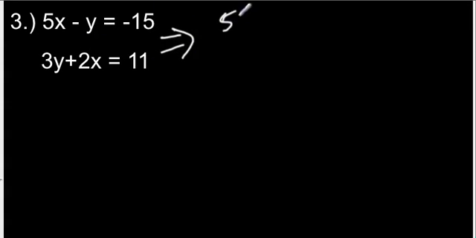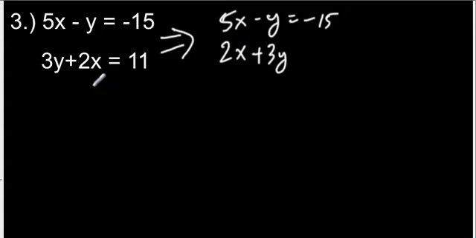Okay, so we get 5x minus y is equal to negative 15. But now if we want to line everything up, it has to be 2x plus 3y. Remember, the 3y is positive. It's not negative. And that's going to equal 11. Now, if we take a look over here, we see that the x's and y's are lined up, and the y's have opposing signs. So let's change the top one.